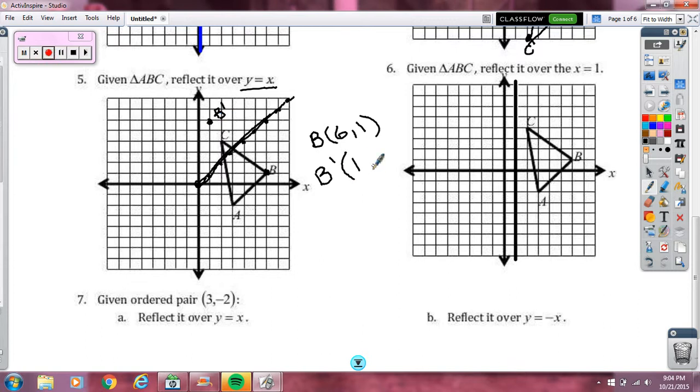So a quick way to get your coordinates when you're flipping over the line y equals x is just to switch x and y. So that could be a quick way to get your points. I'm going to go on counting though. So point A is 1, 2, and a little bit away from the line of symmetry. So I'd go a little bit, 1, 2. There'd be my point A. Again, you could get it just by switching the x and y coordinates.